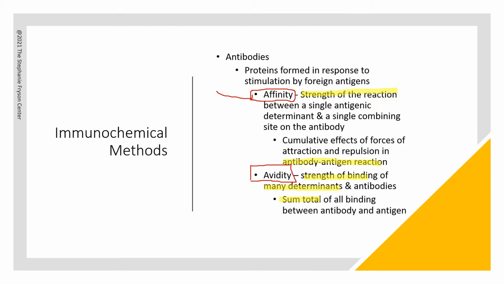Avidity is like your social group at school. At school, you have a group of friends, and they like to characterize the mean girls, the cheerleaders, and things of that nature, the jocks. Which group do you most likely fit in? That's the case with avidity. The strength of binding of many determinants in antibodies. So it's the sum total. Okay? Hopefully those analogies help.